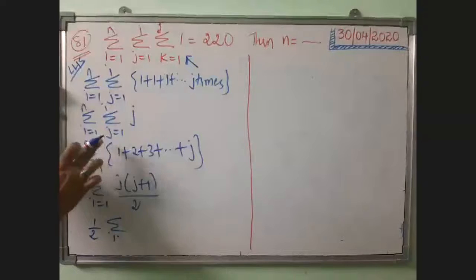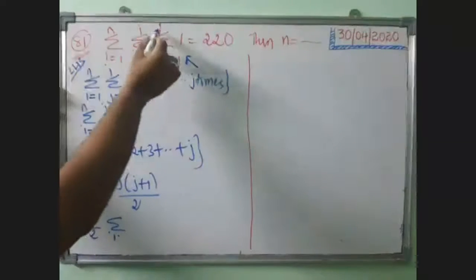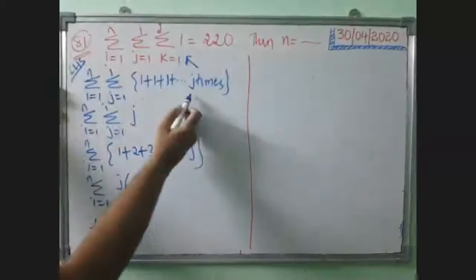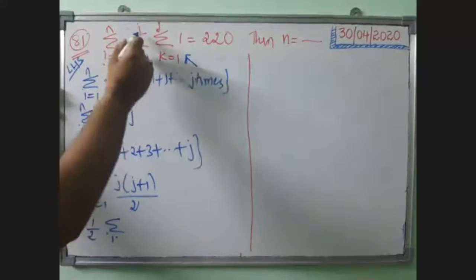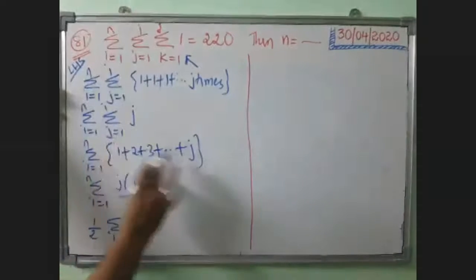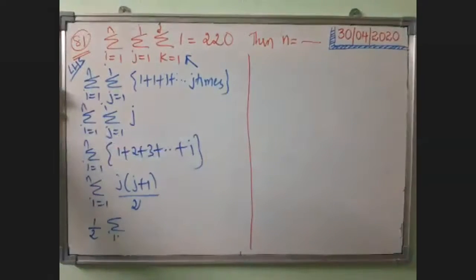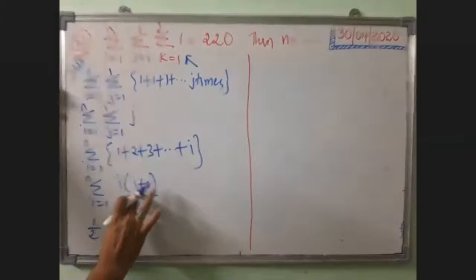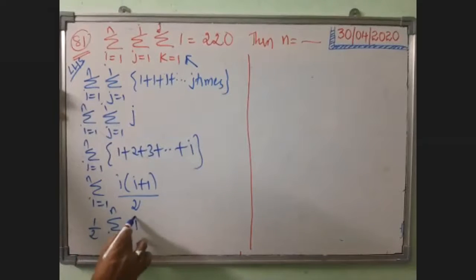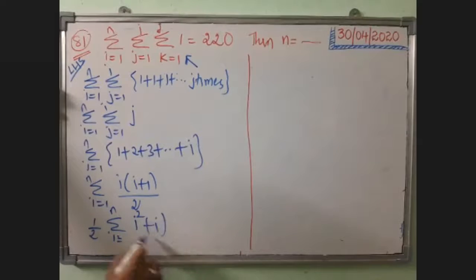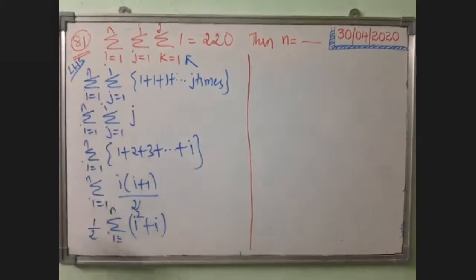Okay, now just listen. Now here also, I have given preference to what? The upper limit. I got j times. For the second sigma, I have to give preference to the upper limit. What is it? i. So it should come up to i times. So I get actually i into i plus 1 by 2. So I get sigma i equal to 1 to n, now i square plus i into i plus 1, I have taken 1 by 2 common.